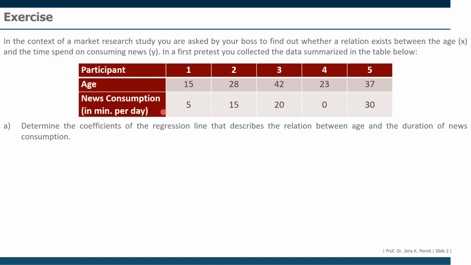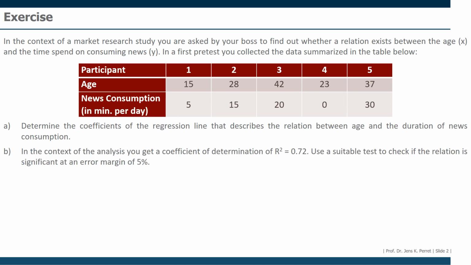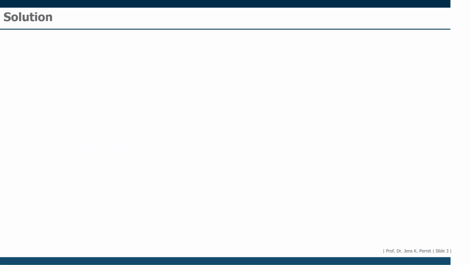Our task: first, determine the coefficients of the regression line that describes the relation between age and the duration of news consumed. And second, in the context of the analysis, you get a coefficient of determination of r squared equal to 0.72. Use a suitable test to check if the relation is significant at an error margin of 5%. Well, let's start with the regression line with part A.